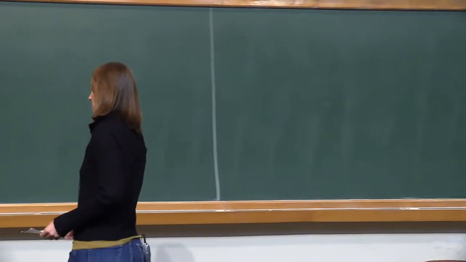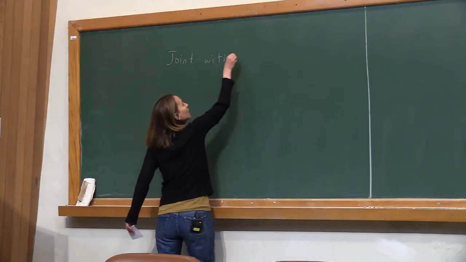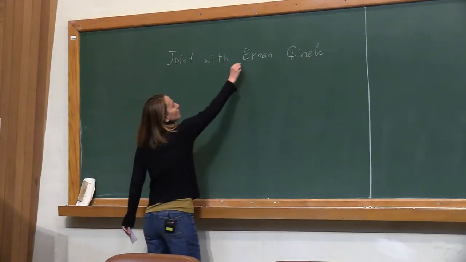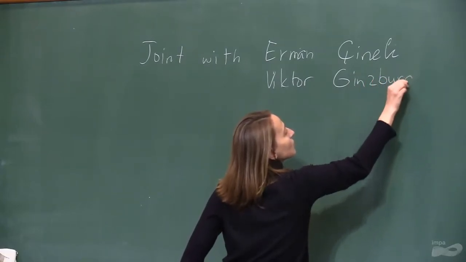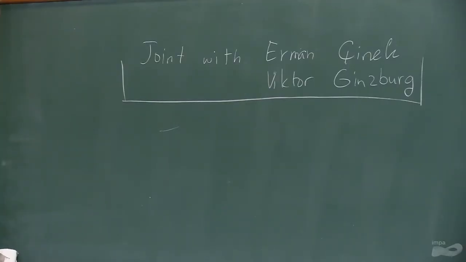So let me first say that this is joint work with Erman Çineli and Victor Ginzburg. Okay. The upshot is that I'm going to try to illustrate to you that for a certain class of maps, pseudo-rotations, under some conditions, the manifold having these things must have non-vanishing Gromov-Witten invariants, or I mean, even the quantum product is deformed.